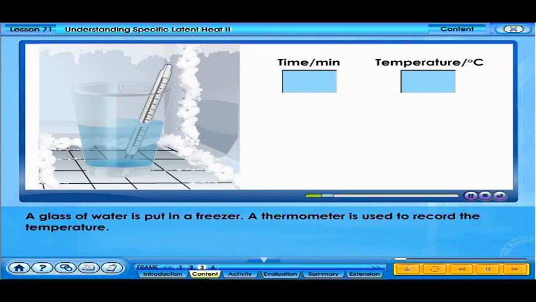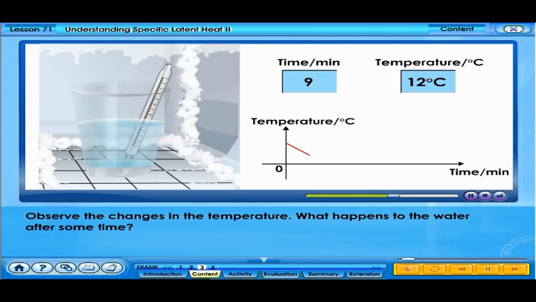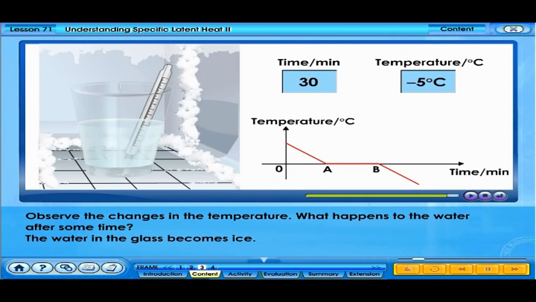A glass of water is put in a freezer. A thermometer is used to record the temperature. Observe the changes in the temperature. What happens to the water after some time? The water in the glass becomes ice.